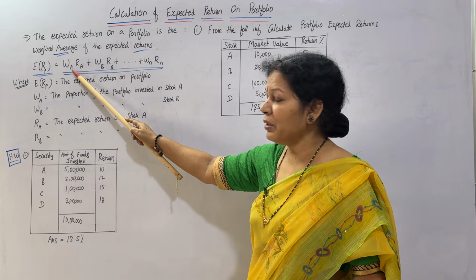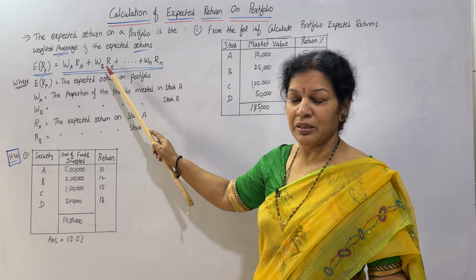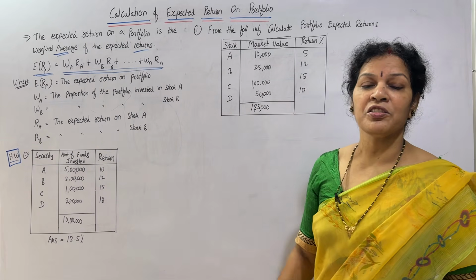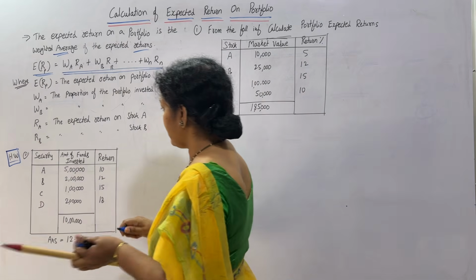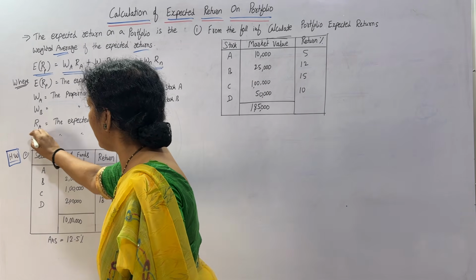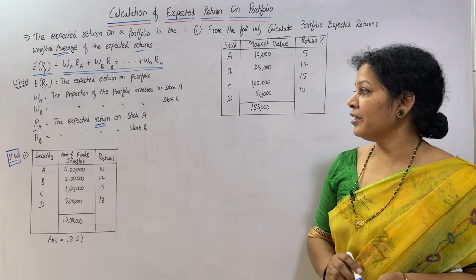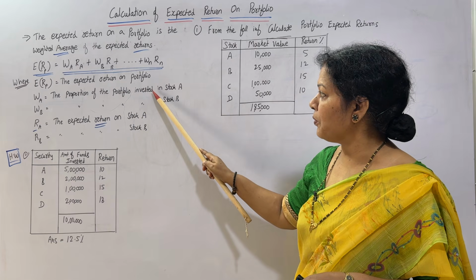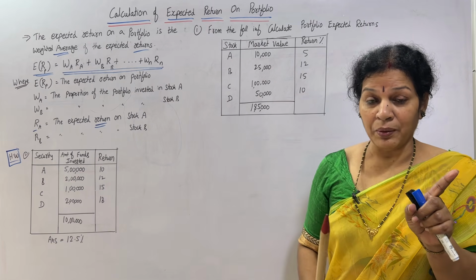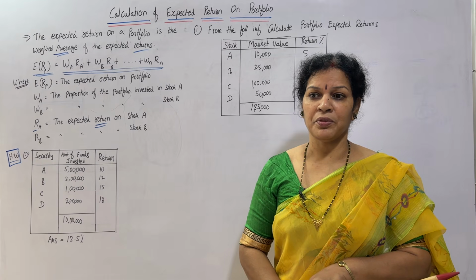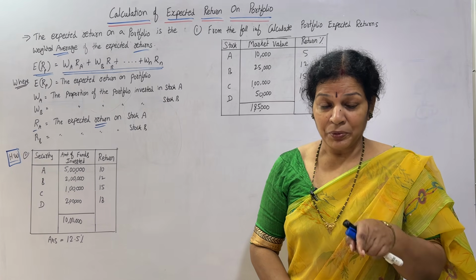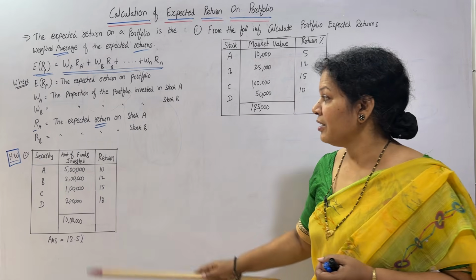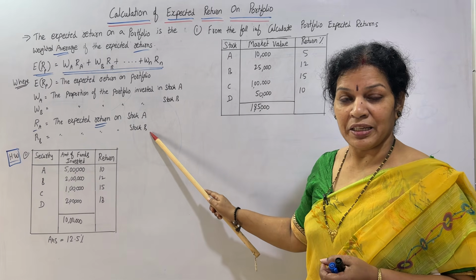In the same way, RA means the expected return on stock A. This is expected return, so we say it as R. Here, WA is the proportion of the portfolio invested in stock A. Suppose I've invested 20,000 in stock A. For 20,000, how much return am I expecting? That is RA, the expected return on stock A.